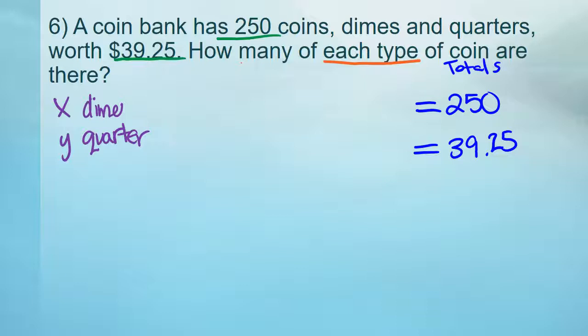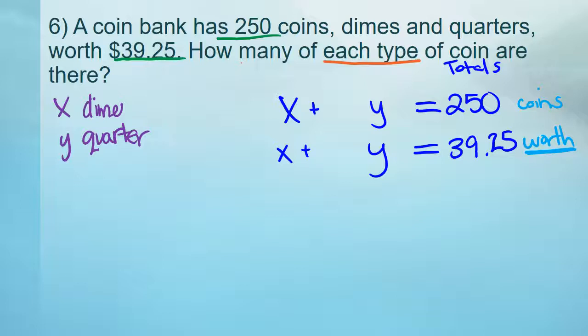Well, I know every equation we've worked with so far in this unit has an X and a Y, so we can start with that. But my equations can't be exactly the same, so where are the other numbers? Well, let's identify our rows. This is coins, number of coins. This is their worth.